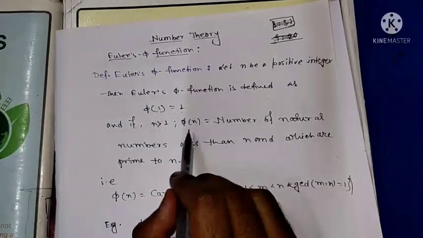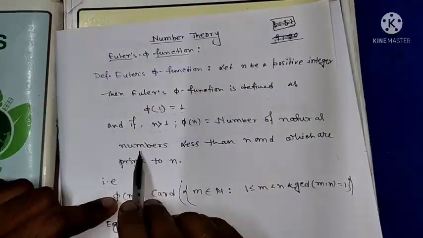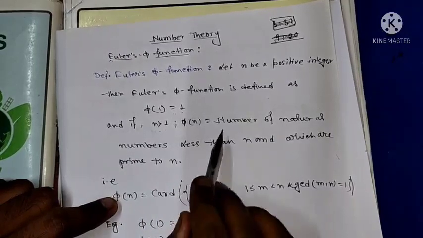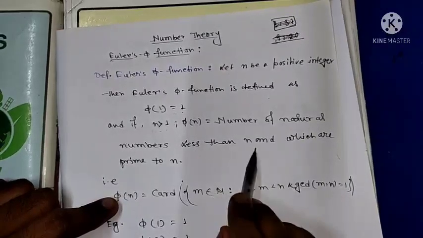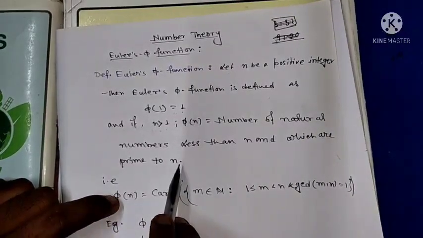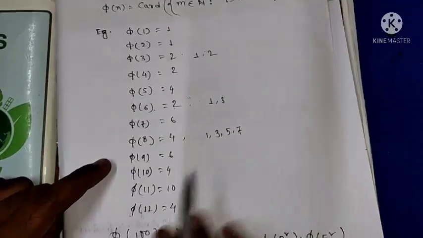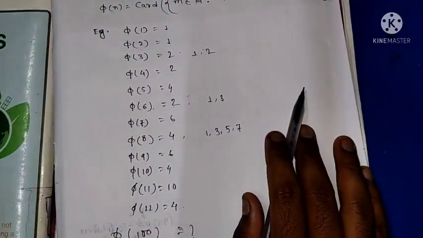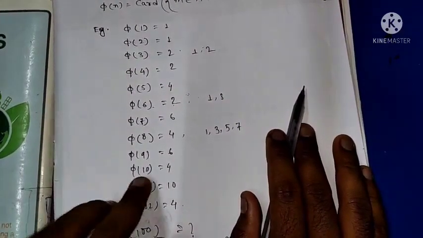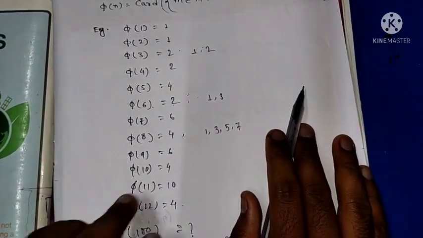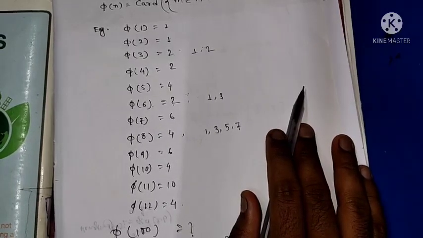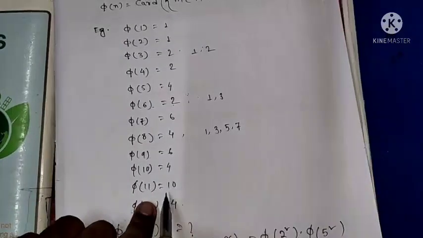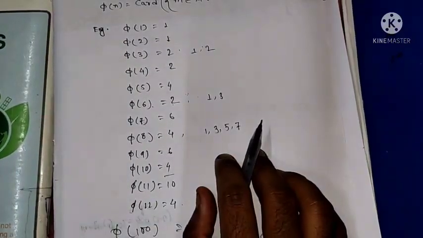Okay, then phi of n is the number of natural numbers less than n and which are co-prime with n. Okay, so we can find any number, for example phi of 10 is equal to 4. What is the meaning of phi of 10? The meaning of phi of 10 is how many natural numbers are there which are less than 10 and co-prime with 10.